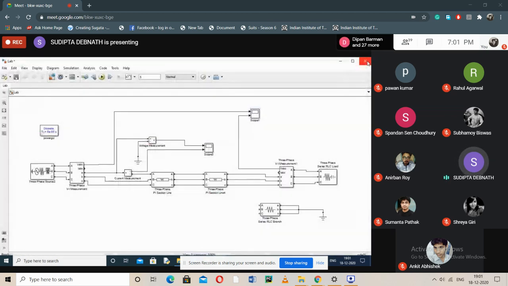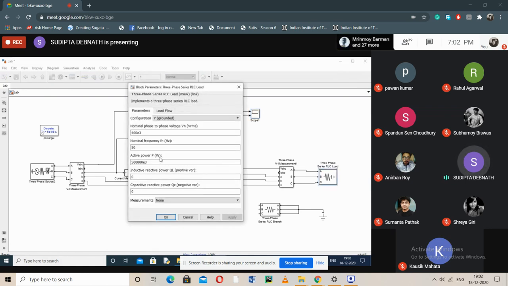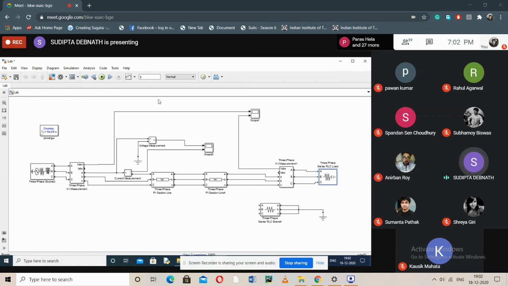Now we will consider another lightly loaded condition. We'll decrease the value and we'll see. Now we'll consider the load of 300 megawatt. Okay. And see what is the receiving end voltage. We have made it 300 megawatt. And we are running this system.